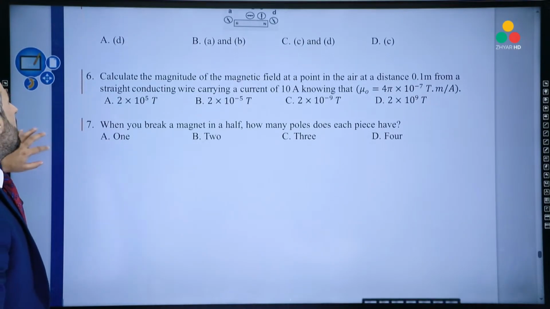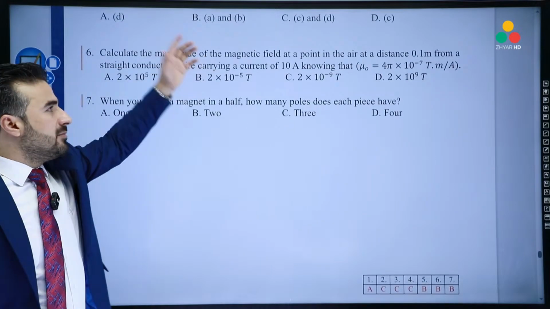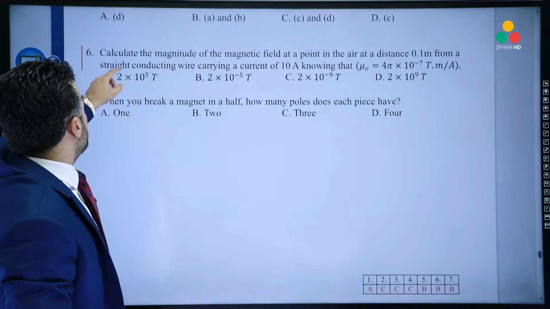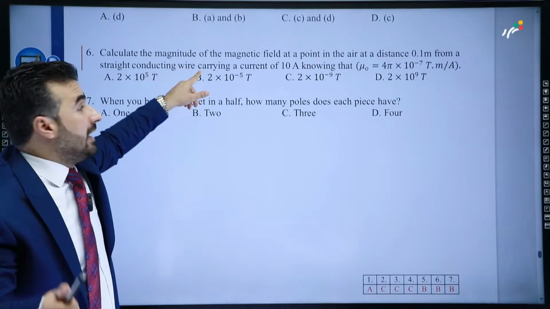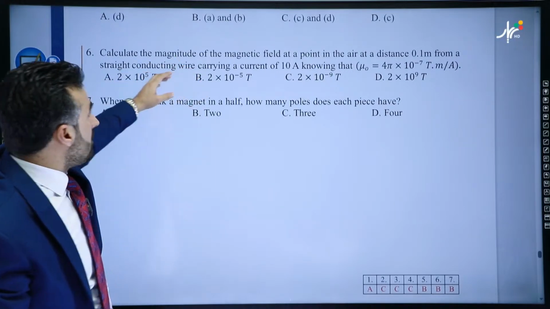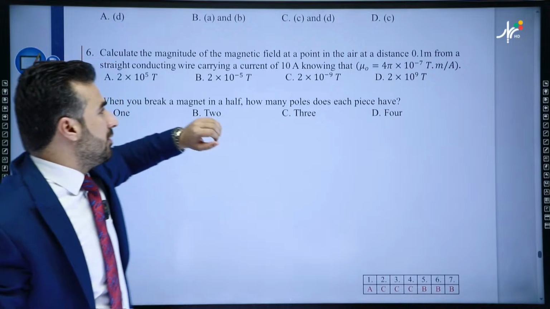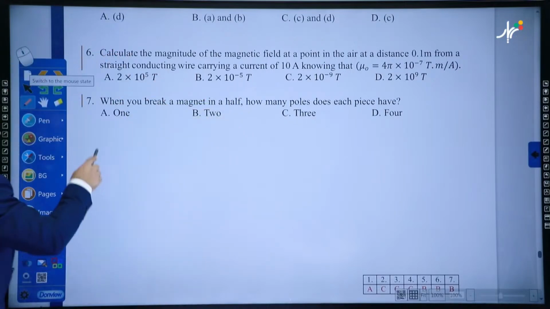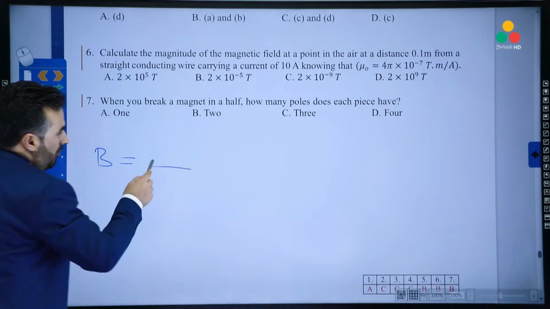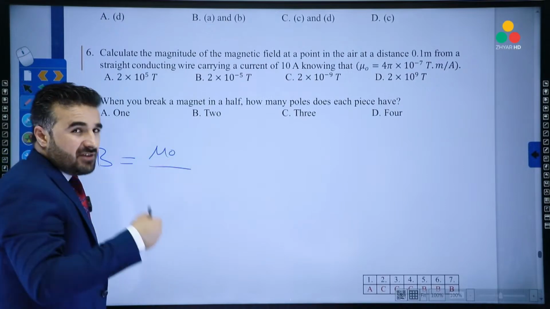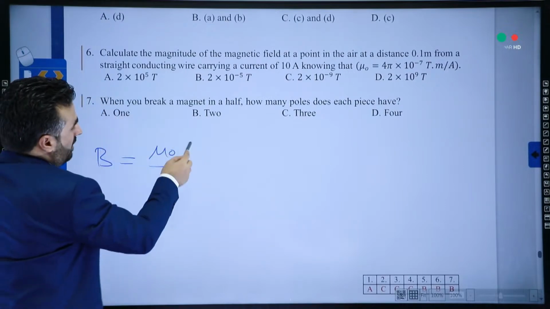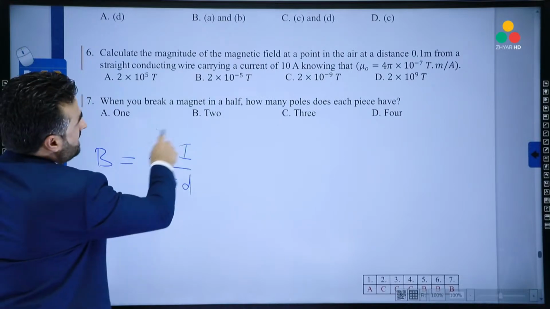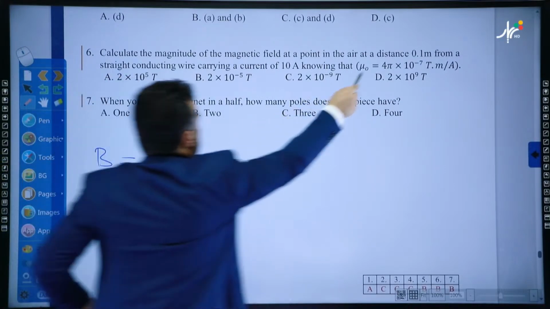Now, question 6 says calculate the magnitude of the magnetic field at a point in the air at a distance of this much from a straight conducting wire. Don't forget, this is a wire carrying a current of 10 ampere, knowing that mu naught is this much. Once again, use the equation for a wire. What was the equation of the magnetic field for a wire? Do we have a number of turns? No, it is a wire. So mu naught I over 2 pi d.